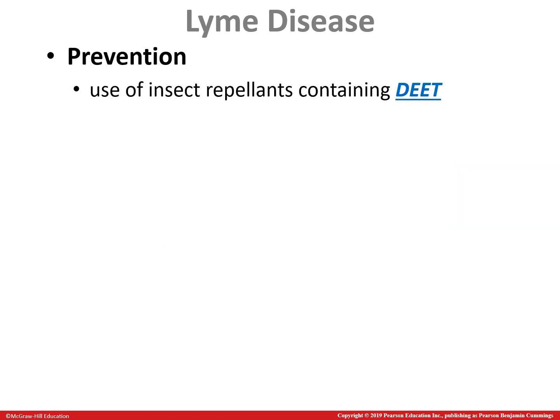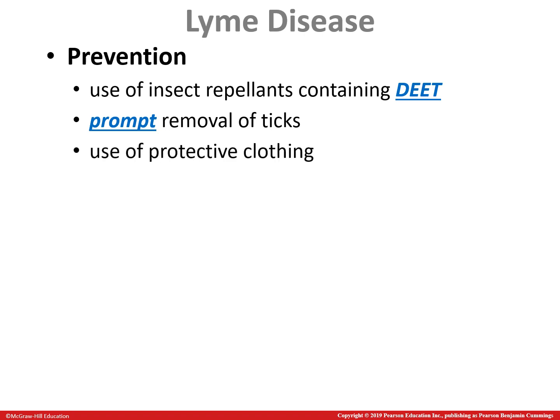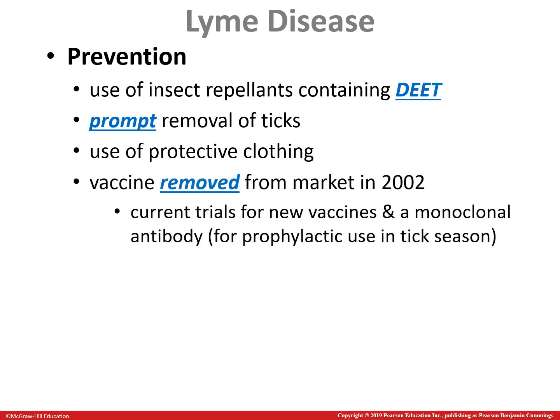So prevention, just like any other tick-borne disease, is avoiding tick bites. Typically we think of DEET as the most effective anti-tick insect repellent. And again, remove ticks as soon as you can to prevent them from getting to the 36 to 48 hour window where they're going to regurgitate and pass on any pathogens in the first place. So if you go outdoors, use protective clothing. There was a vaccine that actually was on the market, but it got removed in 2002, partly because it was inducing disease in the individuals in the clinical trial.